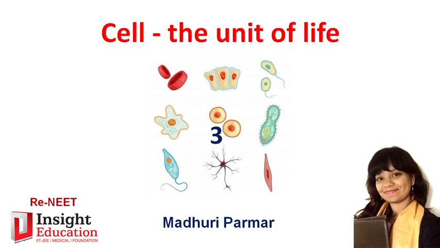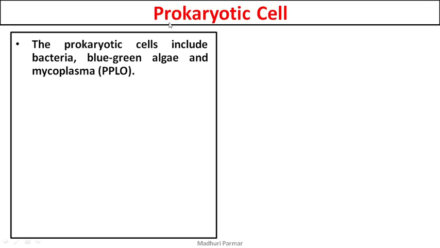Fine. In this class we will be discussing specifically prokaryotes. I had already told you prokaryote means early or first, and karyote means nucleus. So before nucleus, prokaryote cell. The prokaryotes include bacteria, blue-green algae, which is now known as cyanobacteria. Blue-green algae is not an algae, it is actually a bacteria. Then mycoplasma, which is PPLO, and also archaebacteria. Fine, these are all included in prokaryotes.